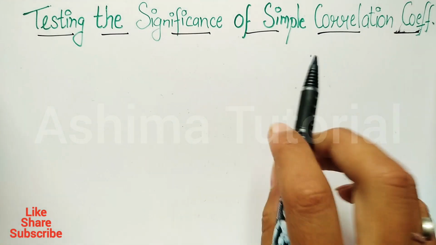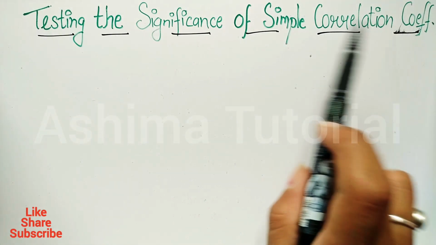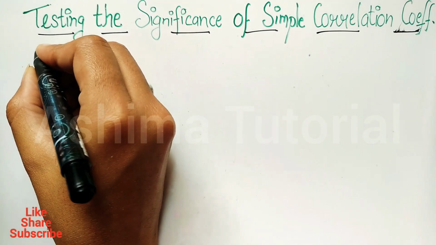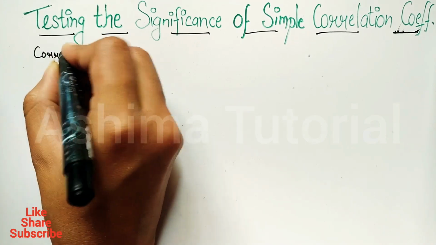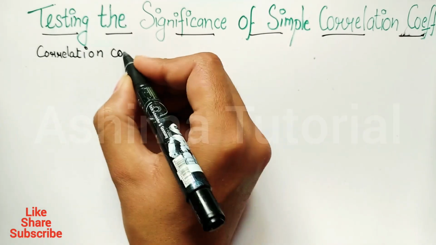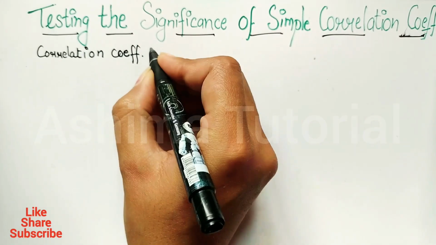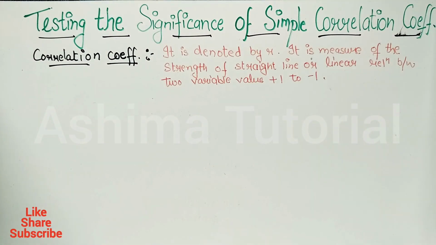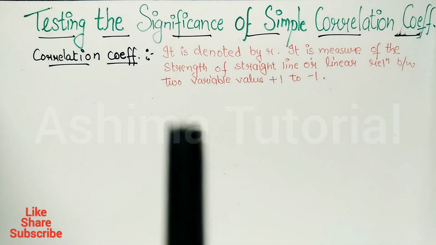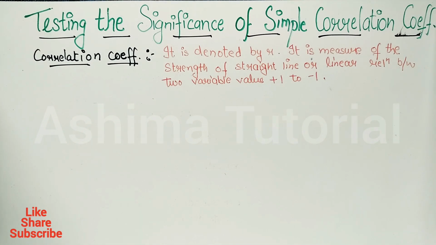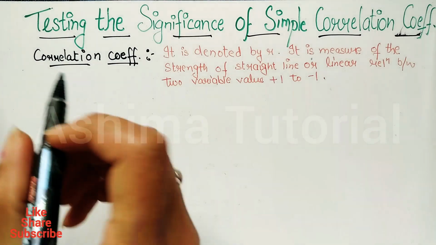Today's topic is testing the significance of simple correlation coefficient. Now, firstly we have to know what is correlation coefficient. It is denoted by r and it is a measure of the strength of straight line and linear relation between two variables, whose value lies between +1 and -1.